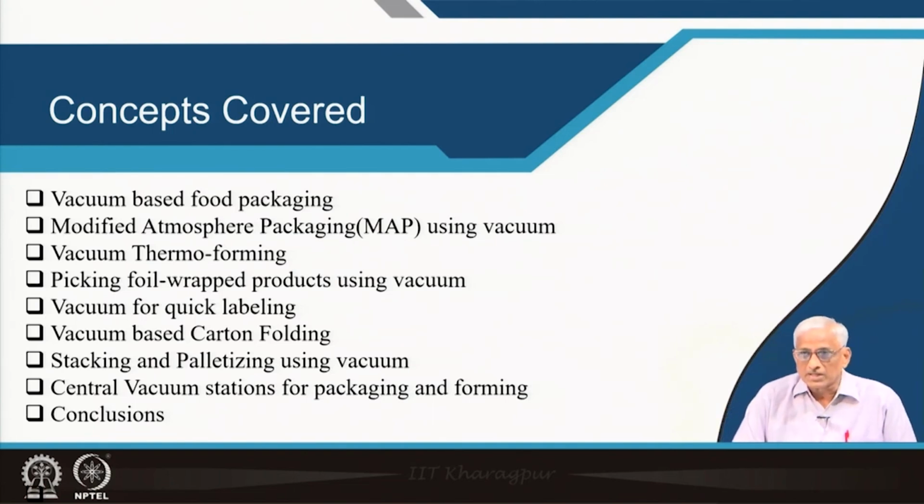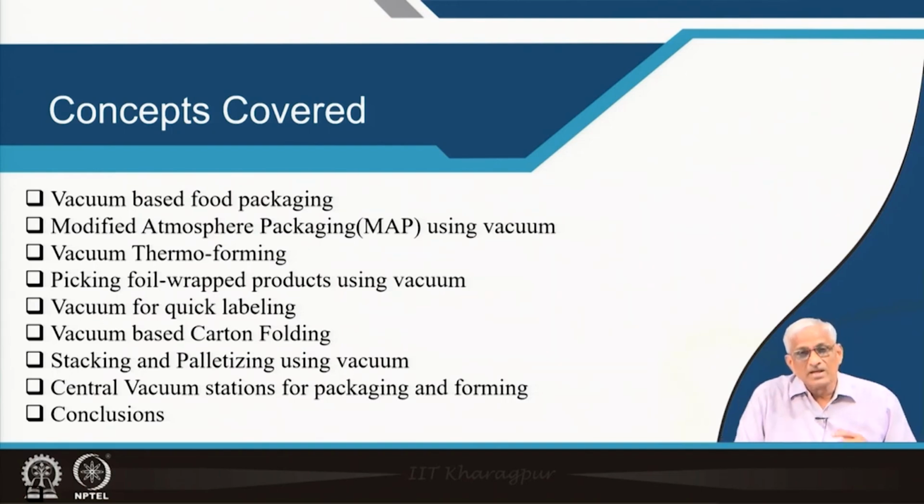So, the concepts that are covered here are vacuum based food packing, modified atmosphere packaging, where vacuum plus filling with some gas convenient to that particular process, then vacuum thermoforming and picking of very sensitive foil wrapped products in a gentle manner using vacuum, and quick labeling in mass production using vacuum clutches, and carton folding using vacuum, and stacking and palletizing, so that it can be shipped in a very sturdy manner. So, that is called stacking and palletizing using vacuum.